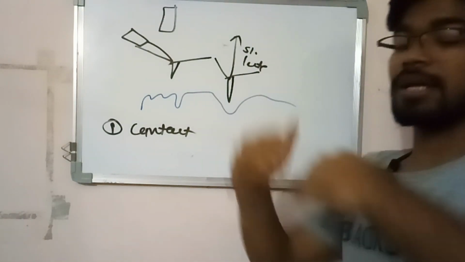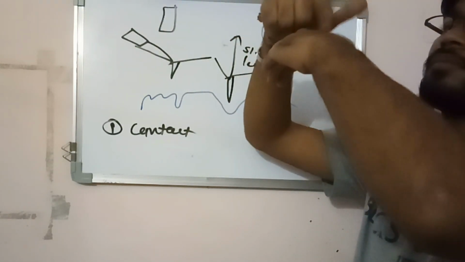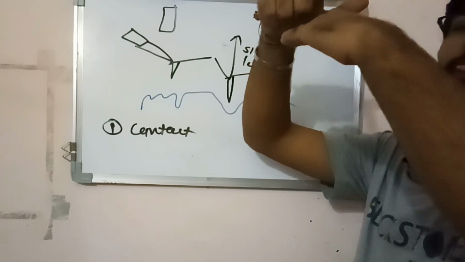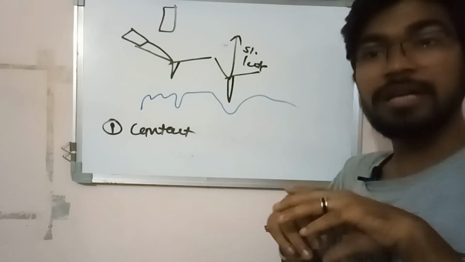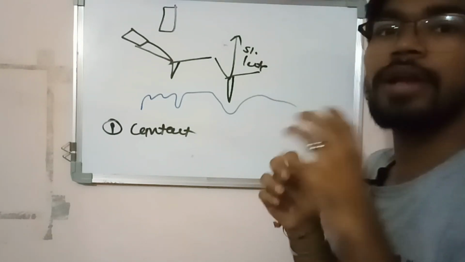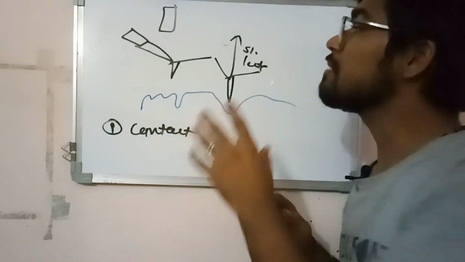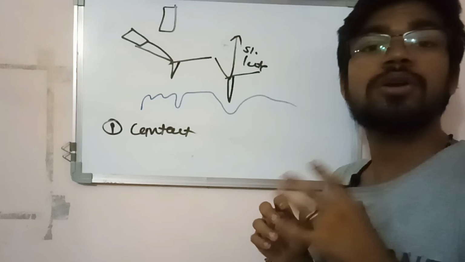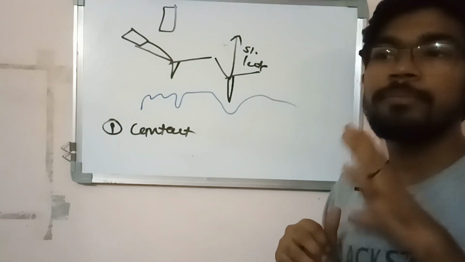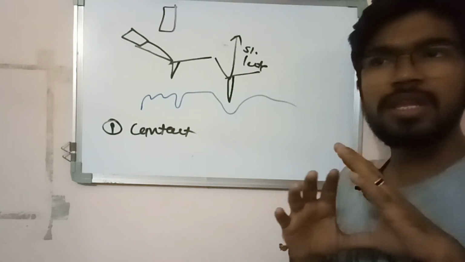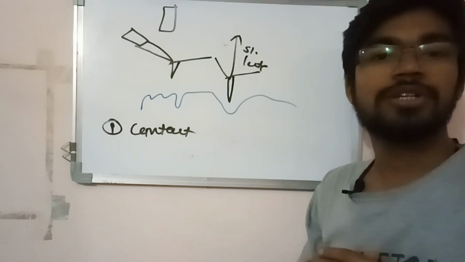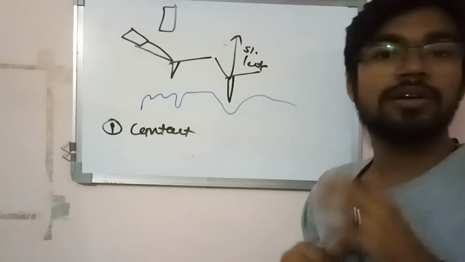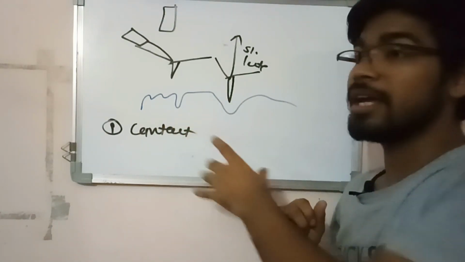The third one is tapping. It taps like that. This is the best way to scan because it is also contact, but it doesn't spoil or damage our objects. So this is the basic concept of AFM, atomic force microscopy. The basic use is the study of the surface area and 3D study of the object. I hope you understand what exactly AFM is.